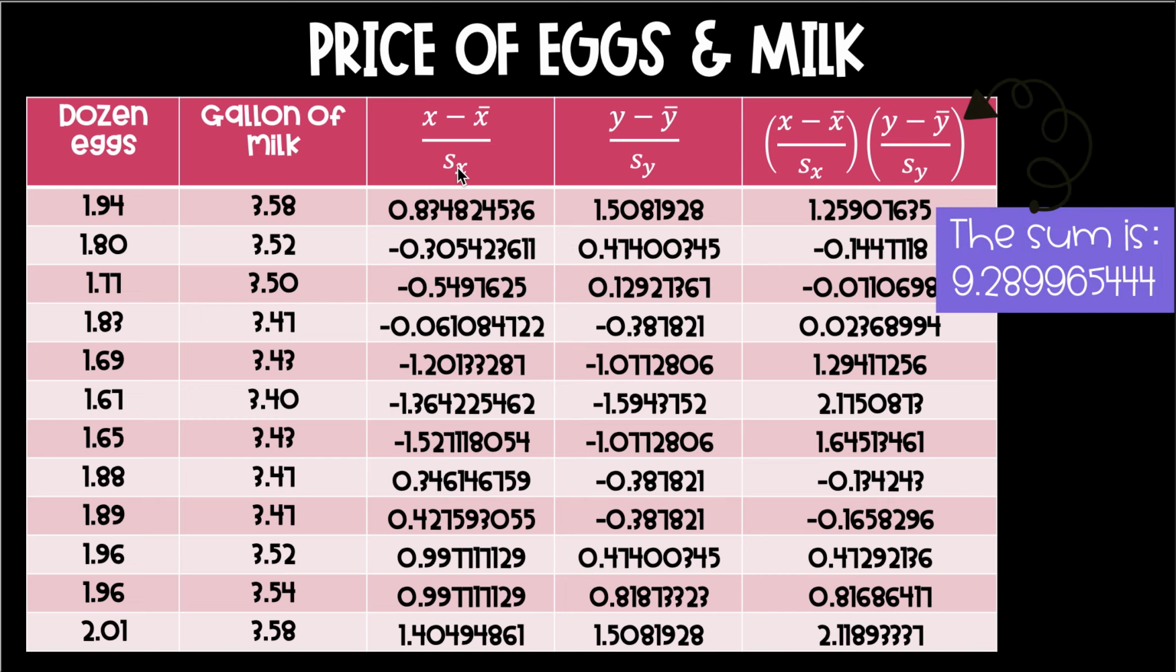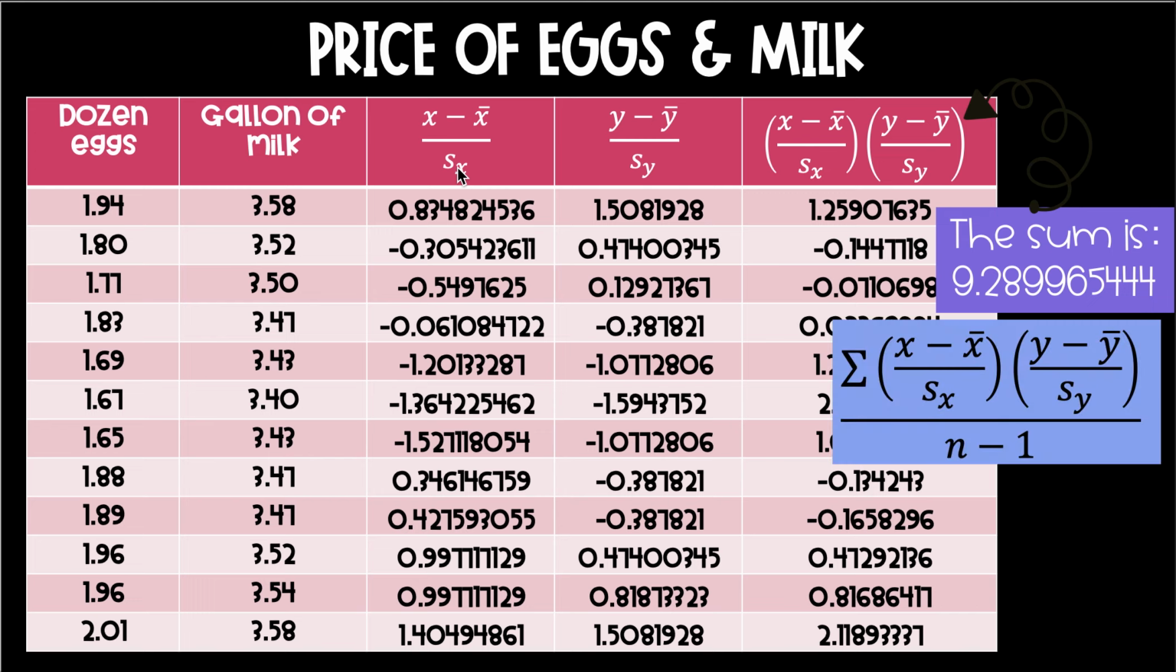I got that the sum for this last column was 9.2899654400, and it keeps on going. I just kept those decimal numbers. Then that sum we have to multiply times 1 over n minus 1, or if you want to see it like this, you can also divide that sum by n minus 1, where n is the sample size, which was 12 in this case. I'm going to divide by 11.